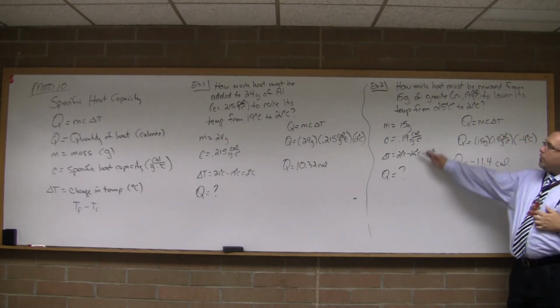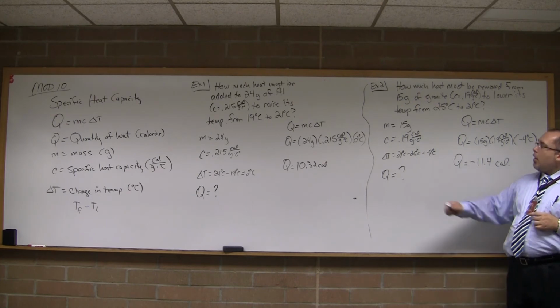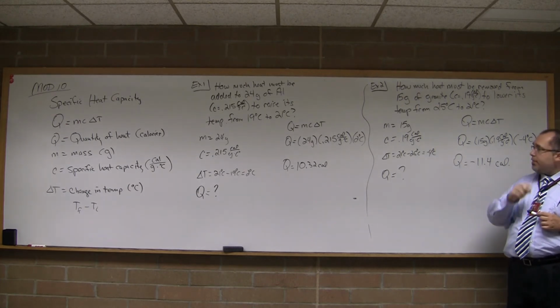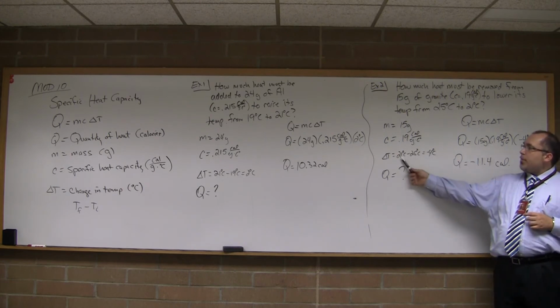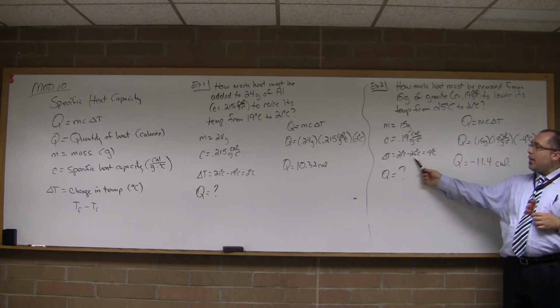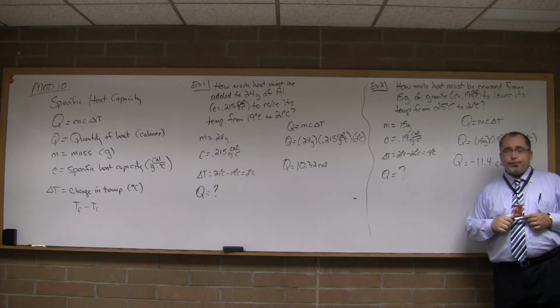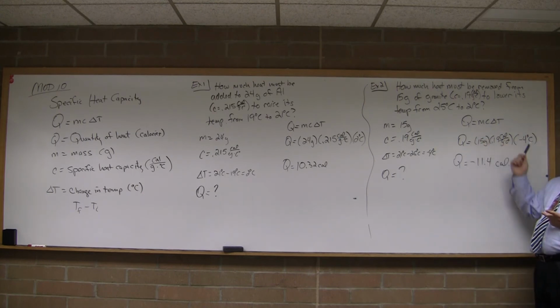So our mass is 15 grams. Our specific heat capacity, again, is 0.19 calories per gram degree Celsius. Change in temperature is final temperature of 21 degrees Celsius minus initial temperature of 25, giving a negative 4 degrees Celsius temperature change. We're looking for Q. Same formula, mc delta T. The math is easy. Just multiplying numbers. 15 times 0.19 times your negative 4 gives a negative 11.4 calories. We know it's negative because we're removing heat.